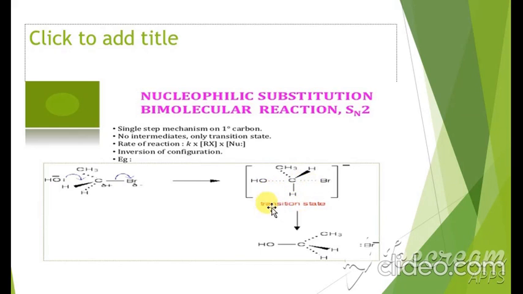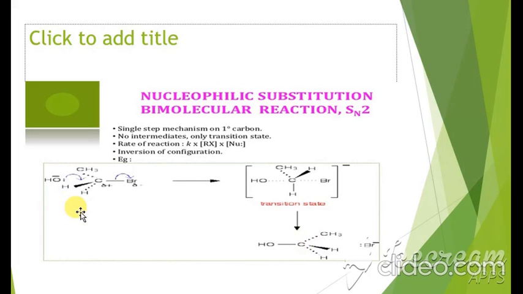A transition state is formed in which, at the same time, the hydroxyl group makes a bond with the carbon and the carbon-Br bond is breaking. And in the next step, the bromide, with its electron pair, is replaced with the hydroxyl group attached to this alkyl halide. So what is the most important thing?